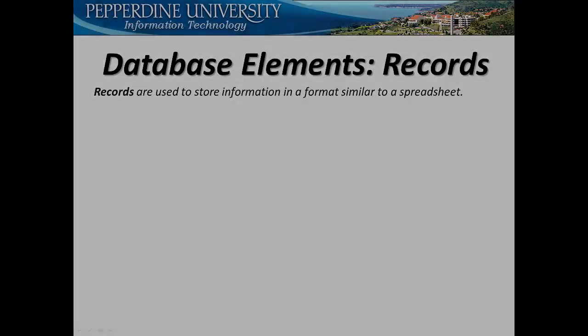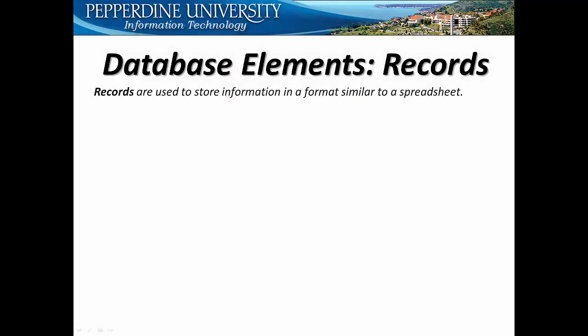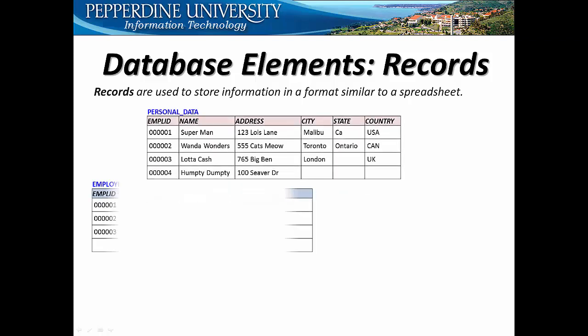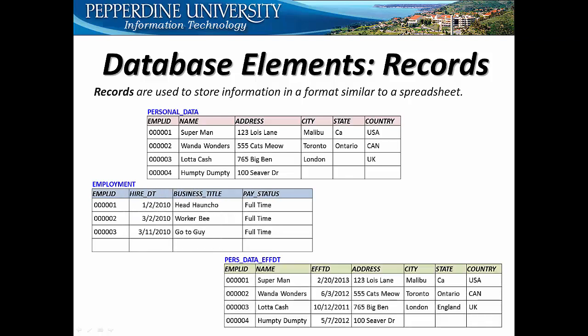In PeopleSoft, tables are called records, which store information in a format similar to a spreadsheet. The personal data, employment, and personal data effective date tables are simple examples of PeopleSoft records. So we can say a record is a collection of rows that holds a common set of data. Each row is uniquely identified by a unique key, which can be made up of one or more fields.